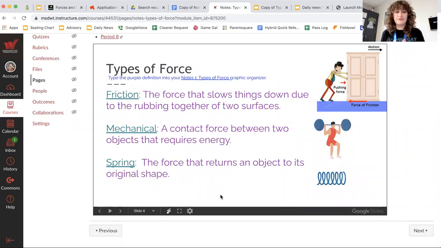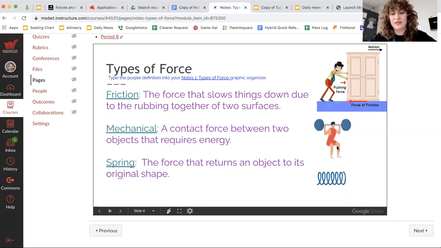All right, we have friction again. Friction was in our last unit, but it's a force that slows things down due to the rubbing together of two surfaces. Whenever there's two surfaces in contact that are pushing against each other, that is friction. Mechanical force is what we call contact forces between two objects, and it requires energy. We have this weightlifter pushing up this barbell, and it's a contact between the weightlifter and the weight, and it requires energy. The weightlifter has to have enough energy in order to move that heavy weight.